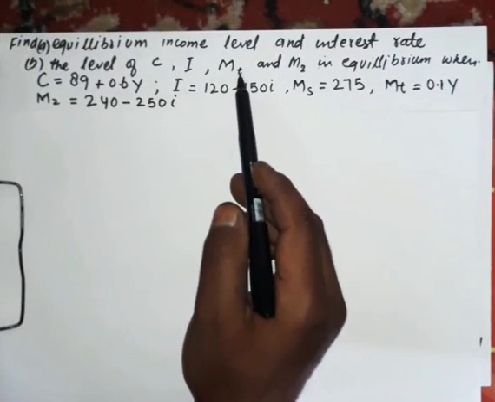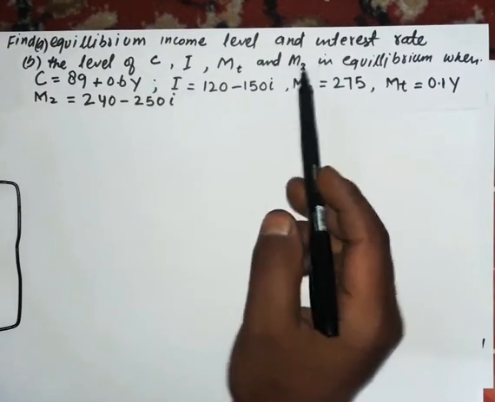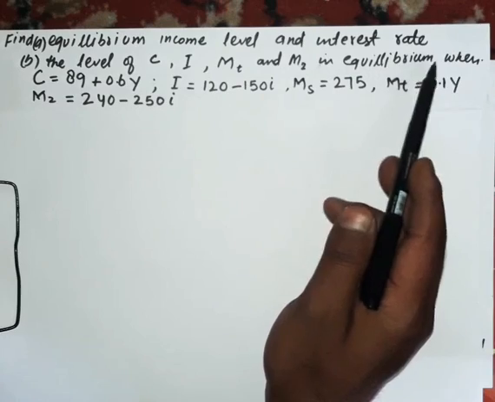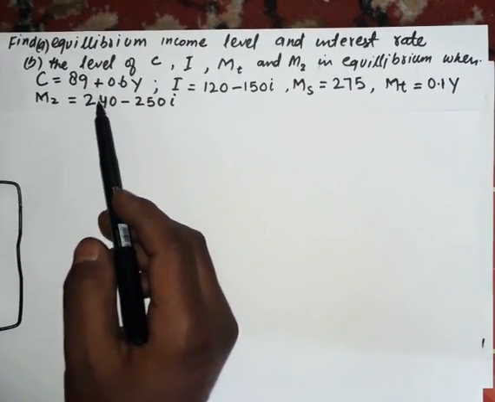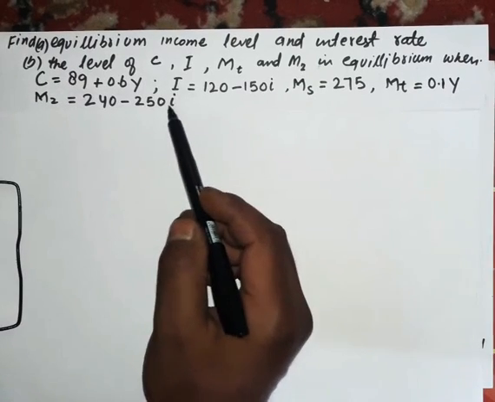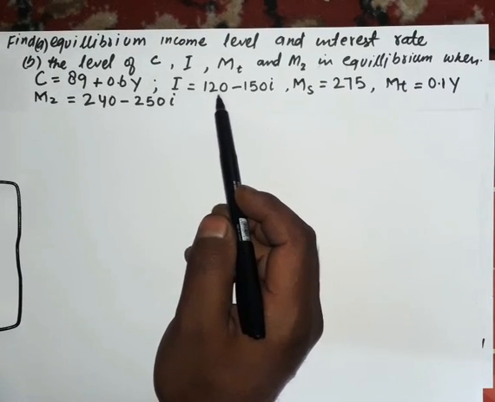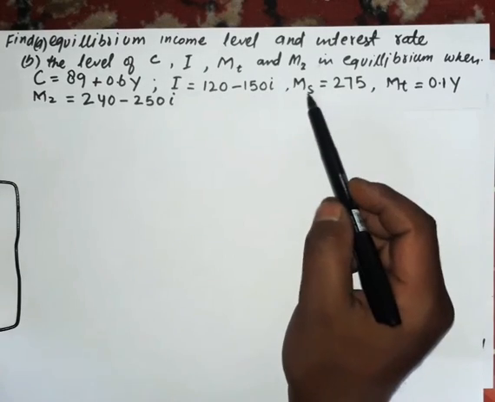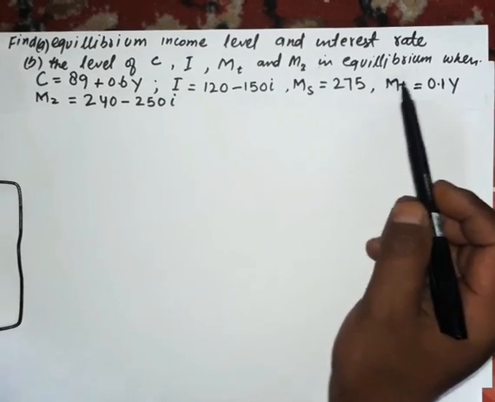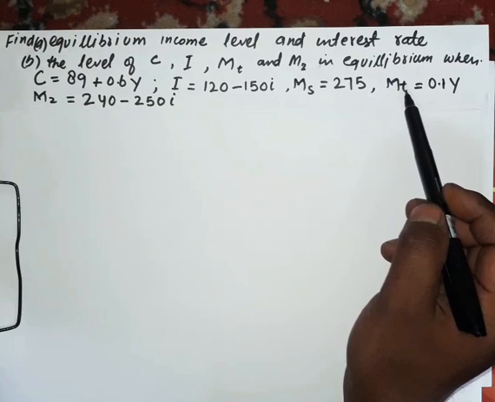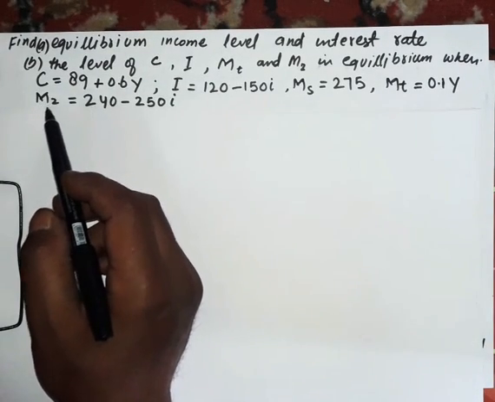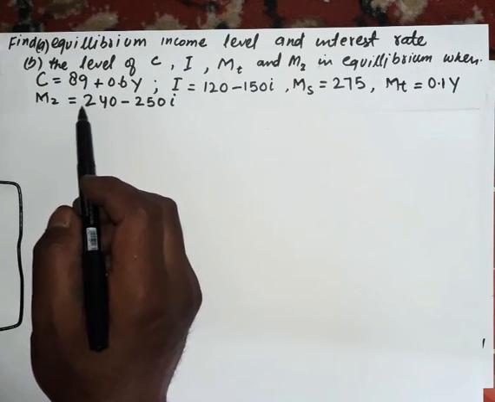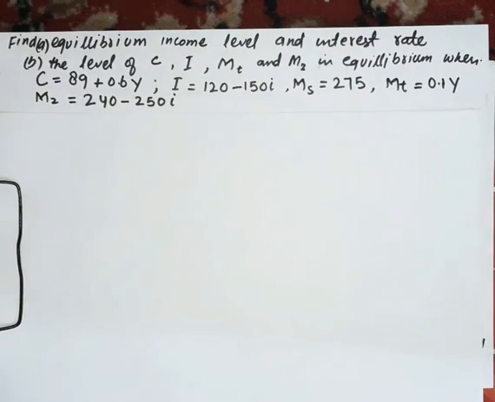The question is: find the equilibrium income level and interest rate. B: find the level of consumption, investment, transactionary and precautionary demand for money, and the speculative demand for money in equilibrium, when consumption C is equal to 89 plus 0.6 times Y, and investment is given as 120 minus 150 I, and total money supply is 275, and transactionary plus precautionary demand for money is 0.1 times Y. Also the speculative demand for money is given as 240 minus 250 I.